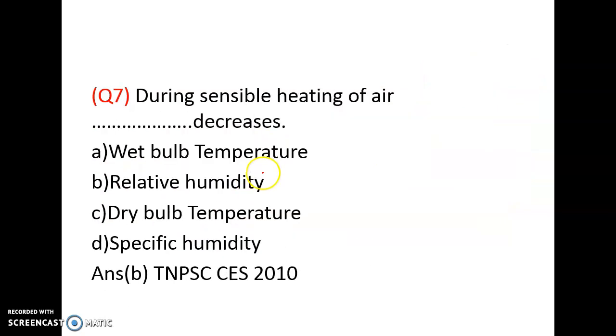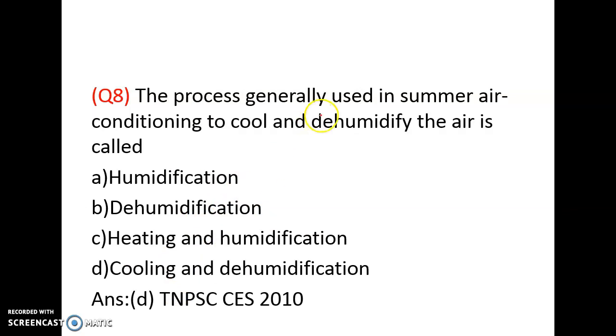During sensible heating of air, relative humidity decreases. Already we have discussed that relative humidity decreases for sensible heating of air. The process of summer air conditioning to cool and dehumidify the air is called cooling and dehumidification. In summer we are using the cooling and dehumidification process. For winter, it is the heating and humidification process.